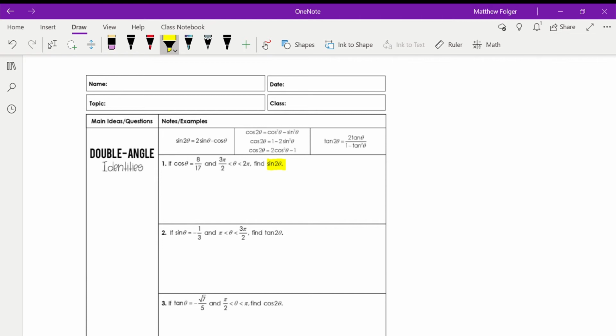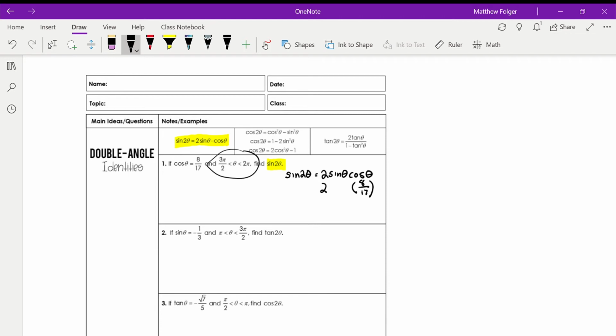Now, the formula is up here for it. The sine of 2 theta is 2 sine theta times cos theta. So let's look at what we have here. We have sine 2 theta equals 2 sine theta cos theta. Well, I have cos theta right here. It's 8 over 17. What I don't have is sine theta, and that's where this comes in.